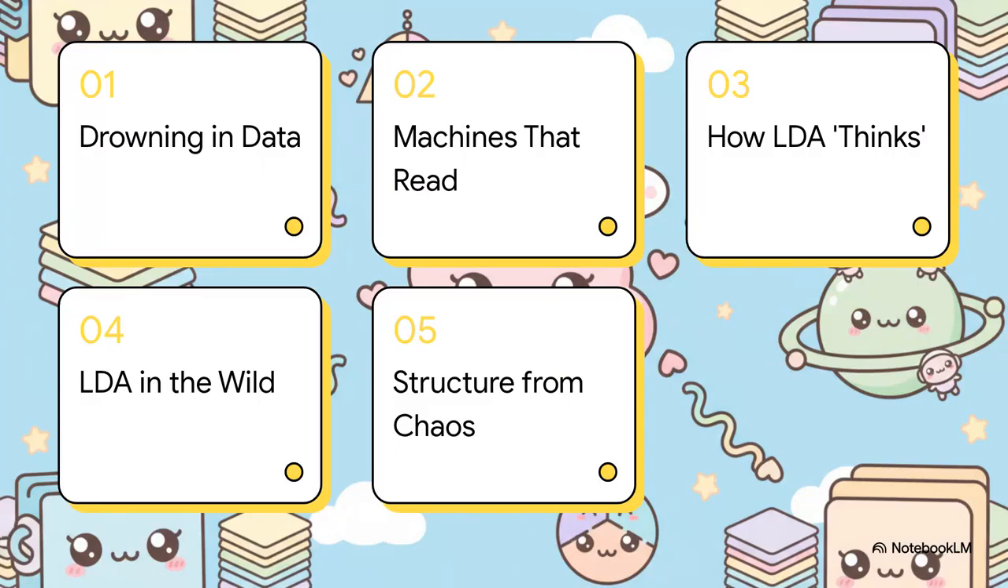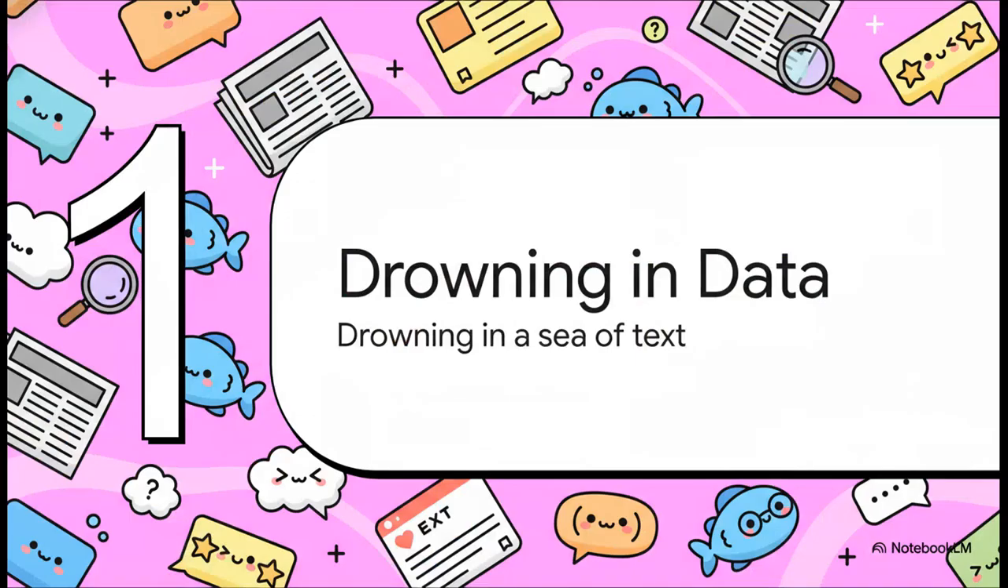Okay, so here's our game plan. First, we're going to talk about this problem of basically drowning in data. Then, we'll get into how we can actually teach a machine to find themes. After that, we'll peek under the hood and see how LDA thinks, check out where it's being used in the real world, and finally, we'll wrap up with why this thing is so good at finding structure in all that chaos.